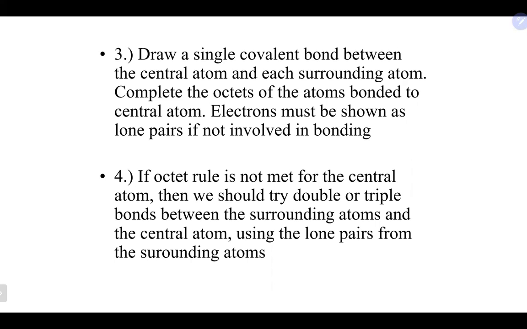The last thing you want to do is make sure everybody has met the octet rule, except for hydrogen. If somebody does not meet the octet rule, that is when you try to fix it by making a double bond. You want to exhaust all your double bond options, and if the double bond doesn't work, then you roll to a triple bond and try to fix it that way. So again, you don't want a double bond or triple bond out of the box. Save it.